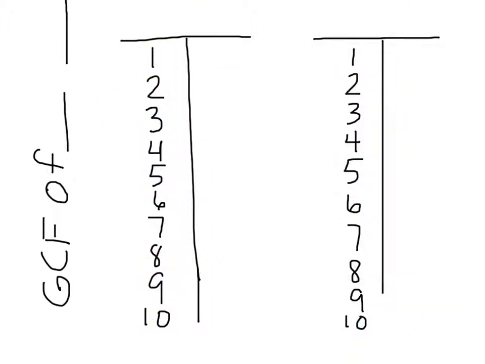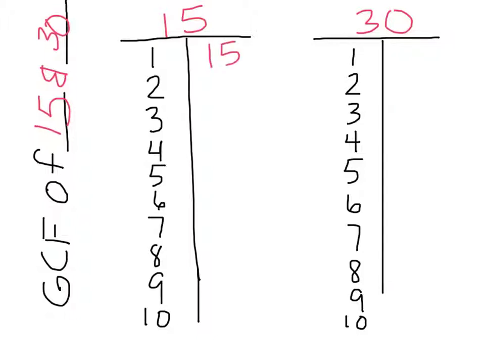Let's try one more. We're going to do the greatest common factor of 15 and 30. So we put our numbers at the top of our T-chart. We've got 15 and we've got 30. I've listed out my 1 through 10, so I start to go through. 1 times 15, 2 times nothing, 3 times 5, 4 times nothing, 5 times 3, 6 times nothing, nope for 7, nope for 8, no for 9, and no for 10. Done with 15. Those are all my factors.